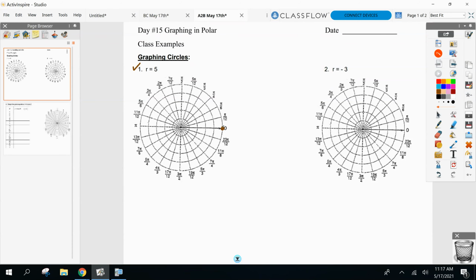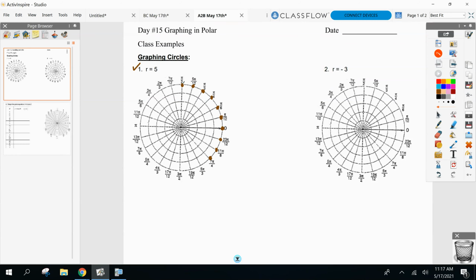Any degree, any radian measure, any angle measure we go to, you'll be 5 away. So let's go to pi over 12. I'll be 5 units away still. 1, 2, 3, 4, 5. With just a single number there, all that's telling you is every point will be 5 units away from the center. So what am I going to end up forming here? As I just start graphing at any angle measure 5 units away from the center, what are you going to end up with? A graph that looks like a what?